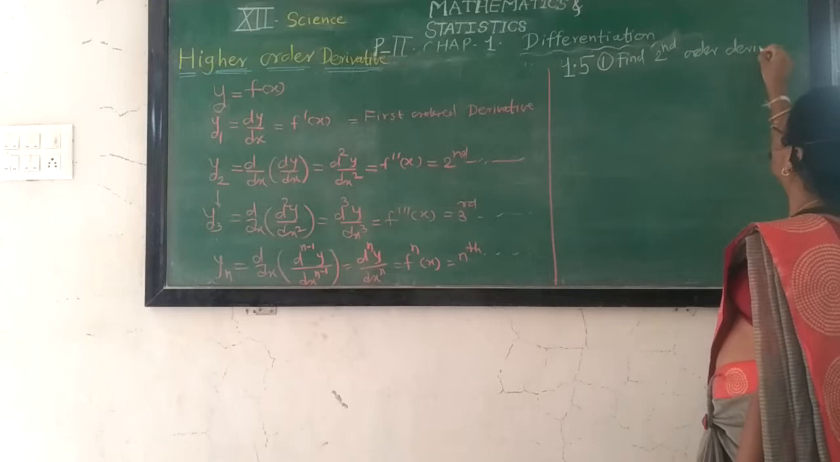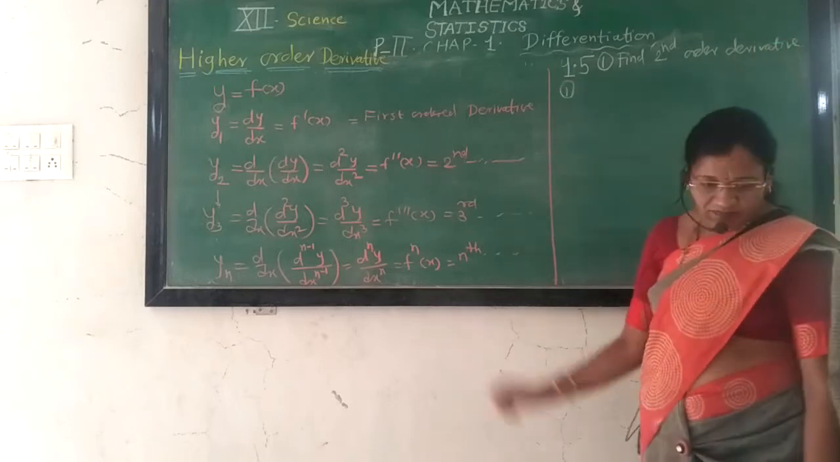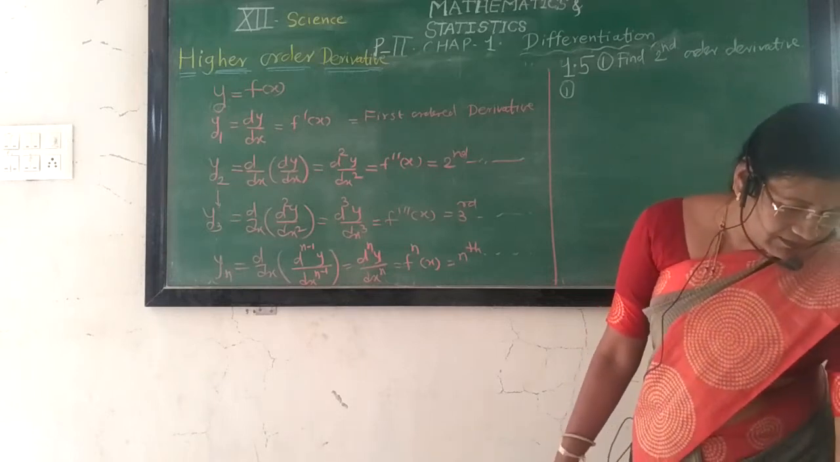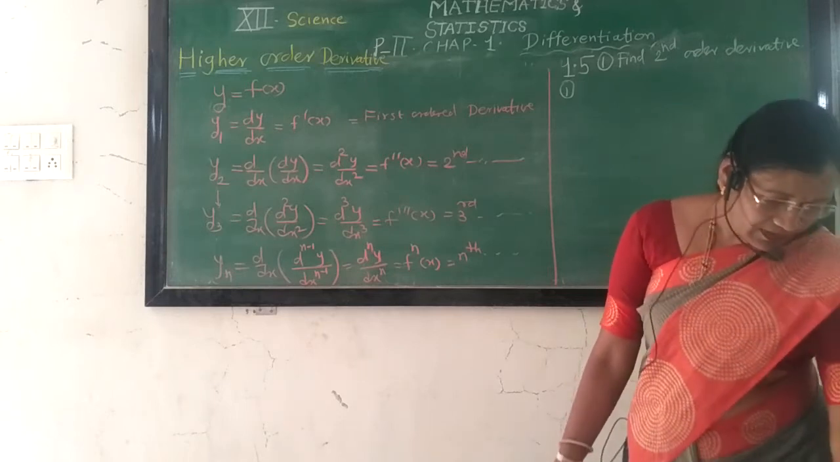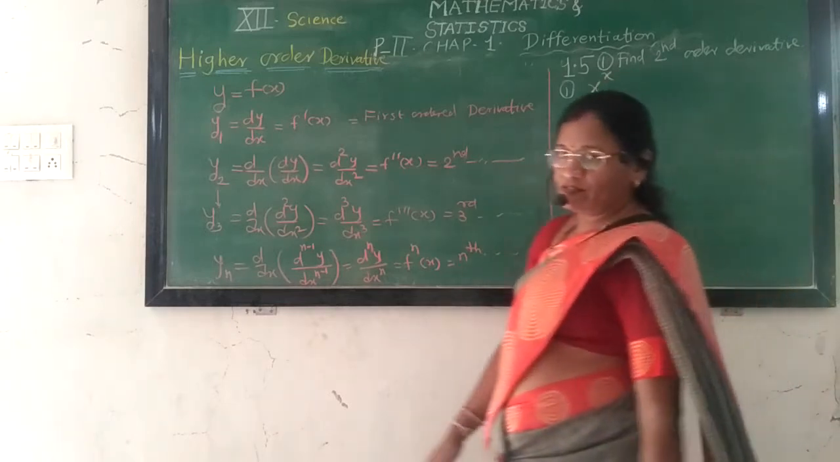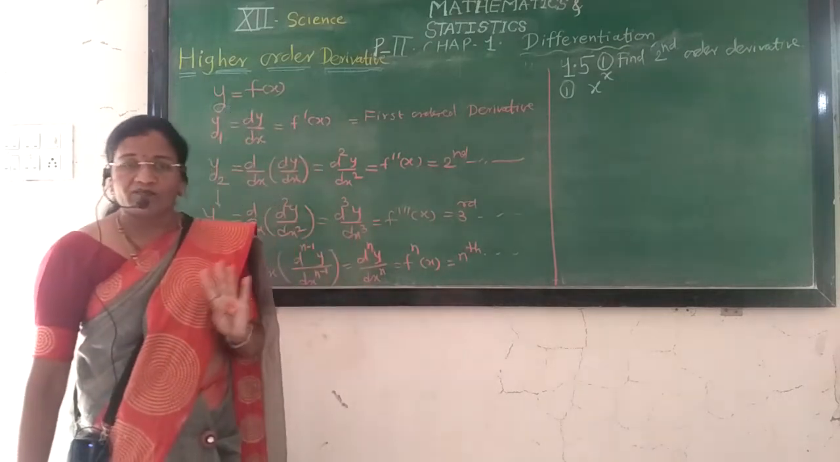Second order derivative. Now we take as an example the function y is equal to x raised to x. The first function is x raised to x. Now this is the last topic of the chapter.